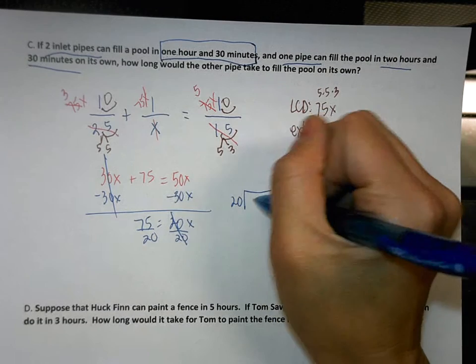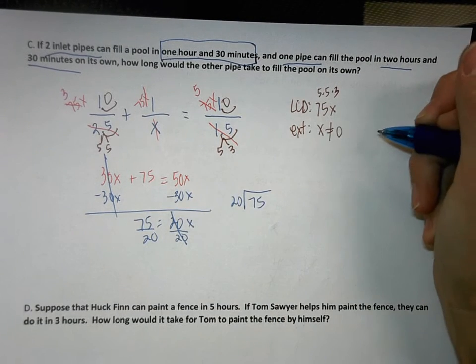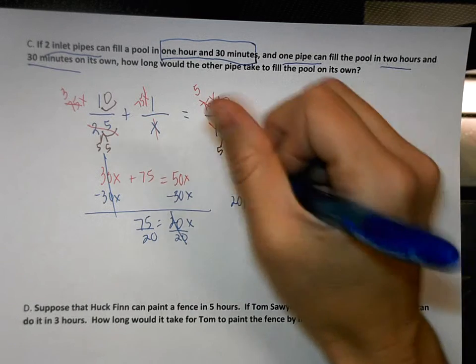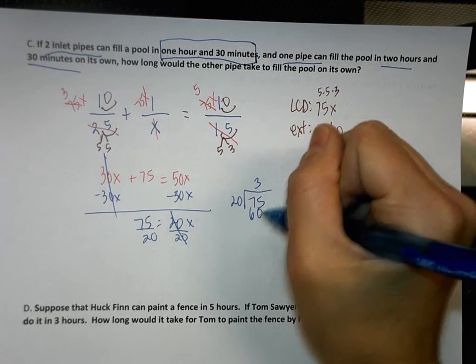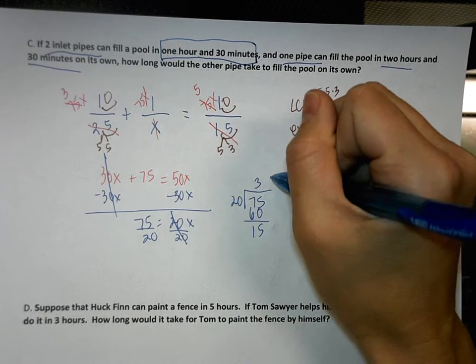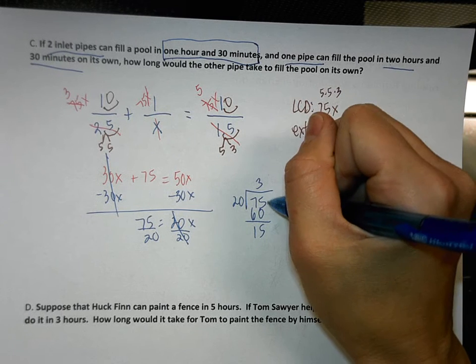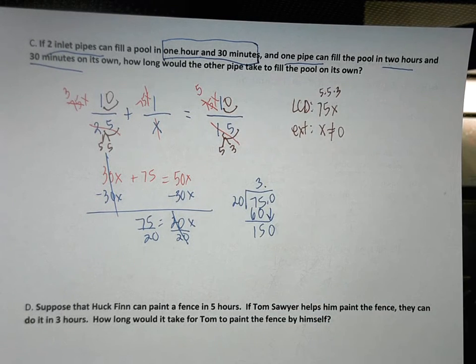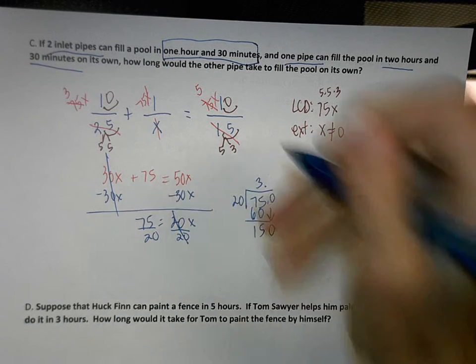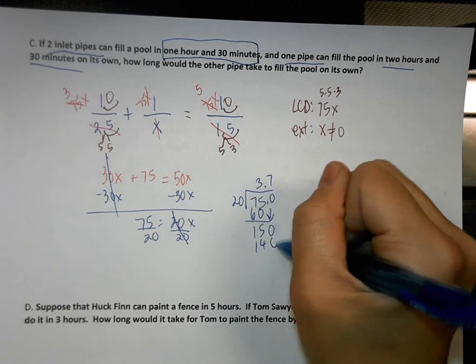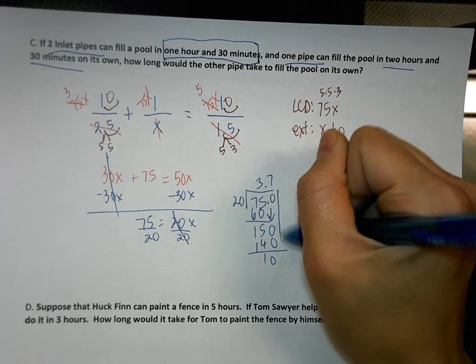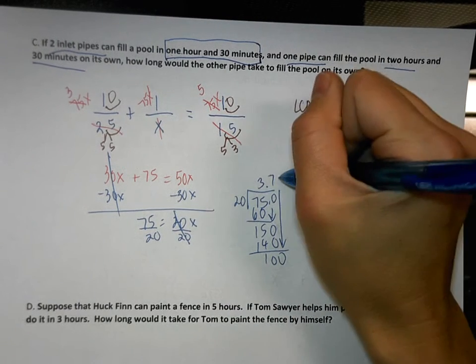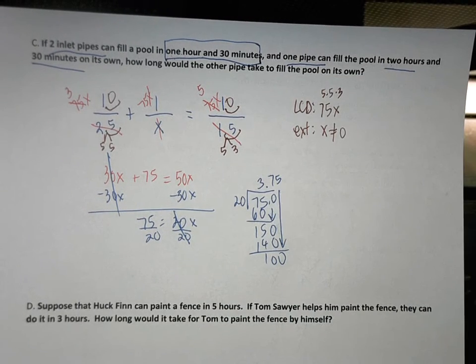20 goes into 75 how many times? 3 times, which is 60. You have 15 left over. So we can add a decimal and a 0 if you guys want to. And 20 goes into 150 7 times, which is 140. 10 left over, add another 0, and so 0.75 of an hour.